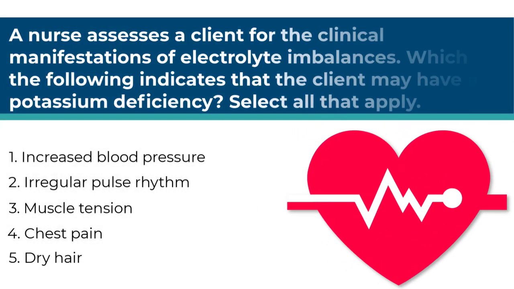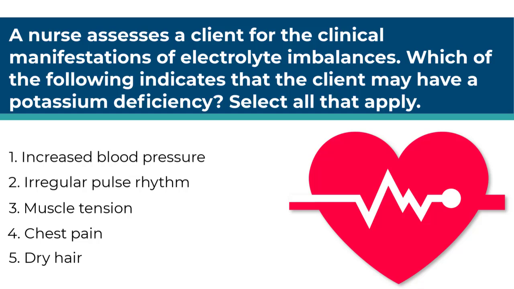Here's our final question. A nurse assesses a client for the clinical manifestations of electrolyte imbalance. Which of the following indicates that the client may have a potassium deficiency? Select all that apply. Number 1, increased blood pressure. Number 2, irregular pulse rhythm. Number 3, muscle tension. Number 4, chest pain. Number 5, dry hair.